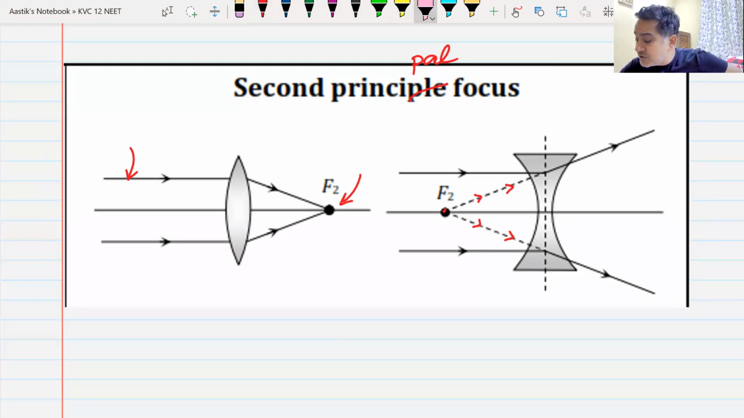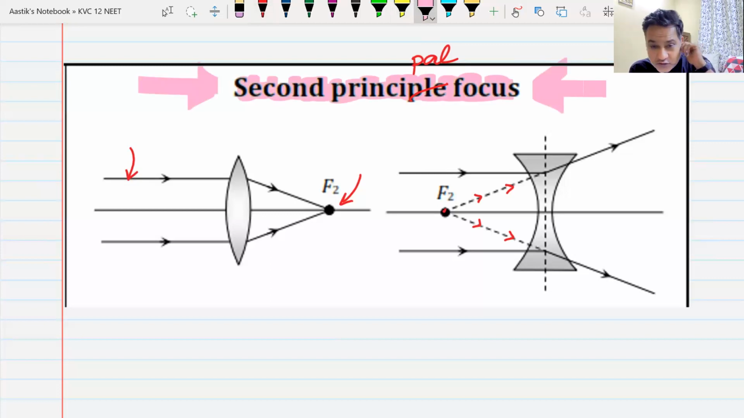And whenever in general we are talking about focus of a lens, we are always talking about which focus? The second principal focus. So this is all you need to know about the first and the second principal focus.